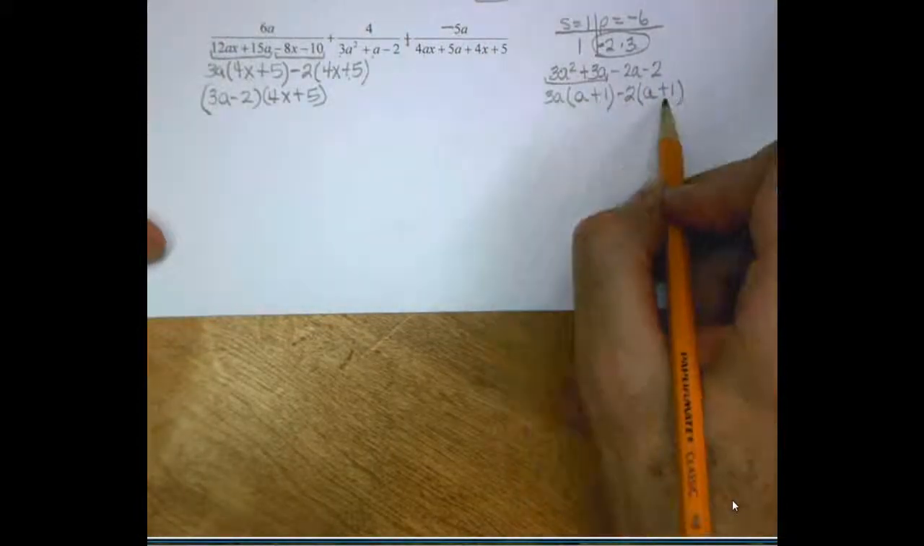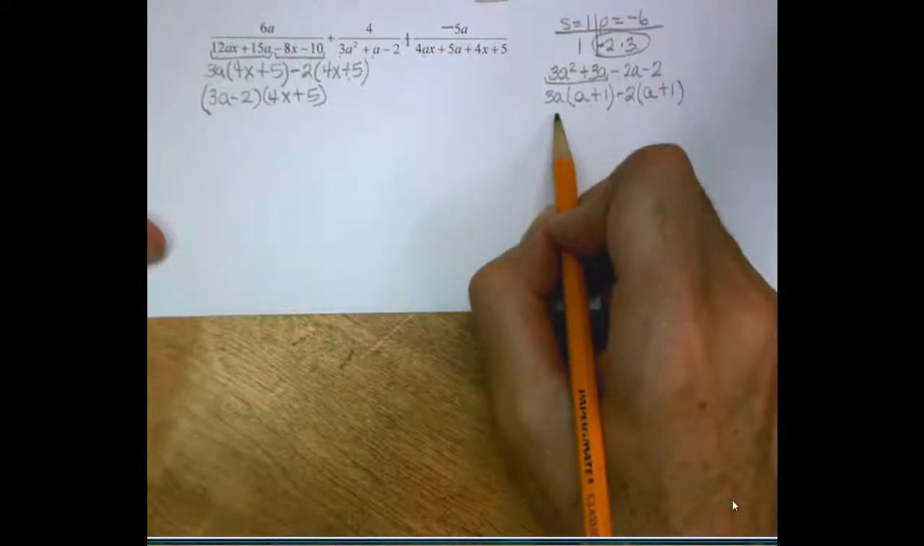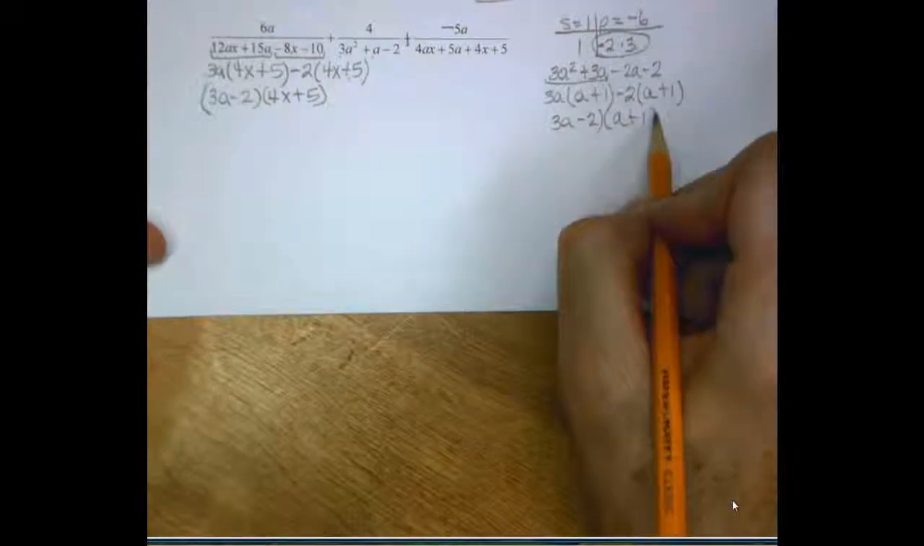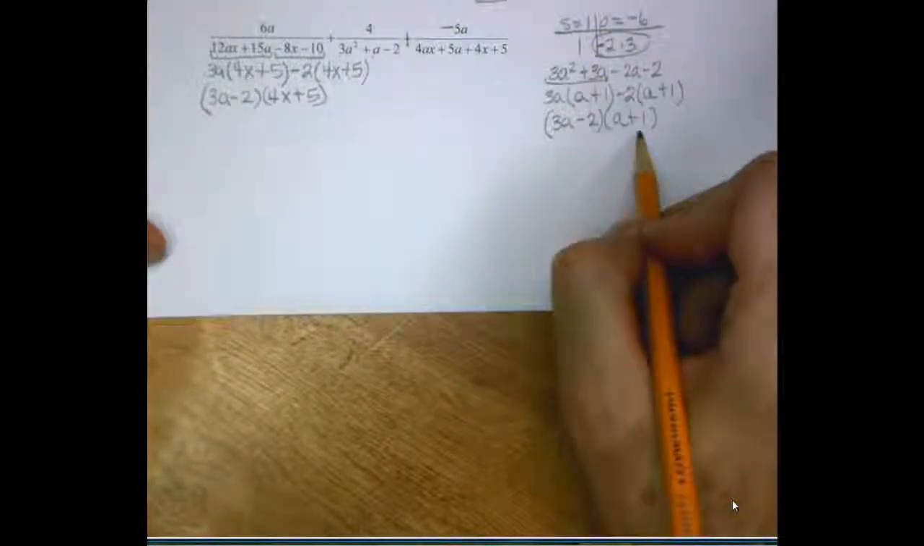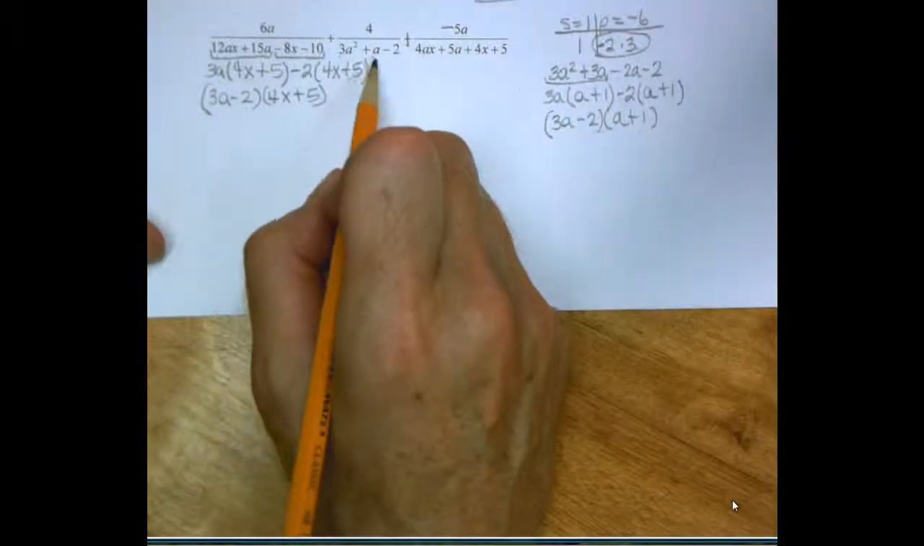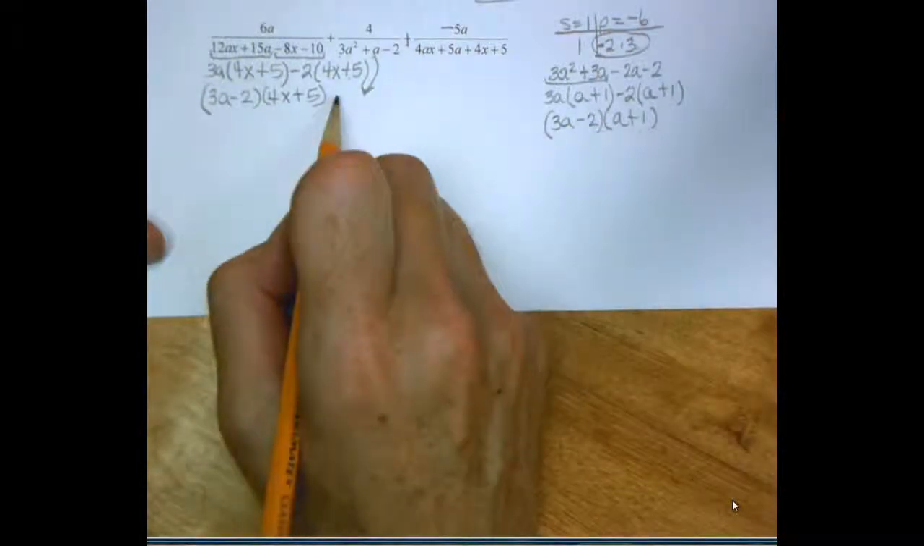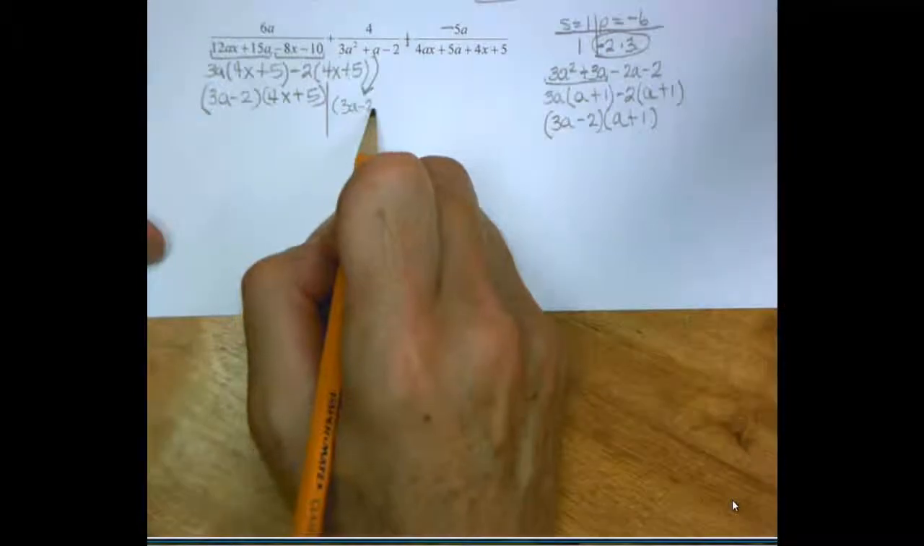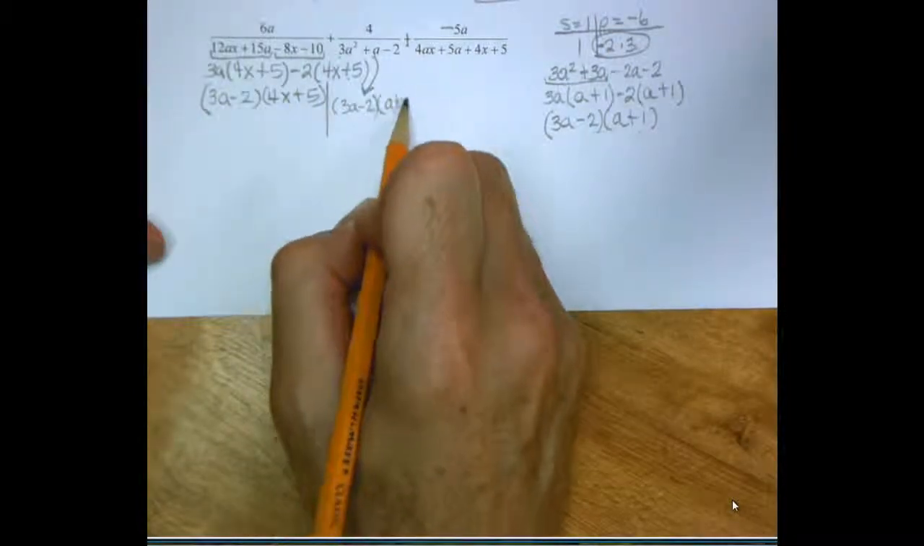And I have an a plus 1 in common. So I can pull out (3a minus 2) times that common (a plus 1). So there's my factored form for the middle term. I'll put a little arrow so we can see: (3a minus 2)(a plus 1).